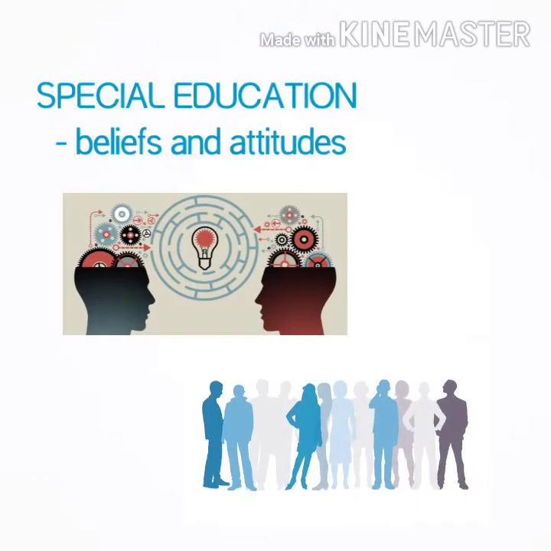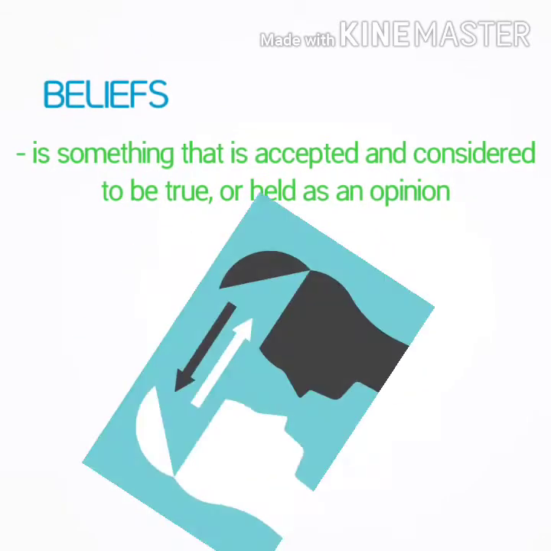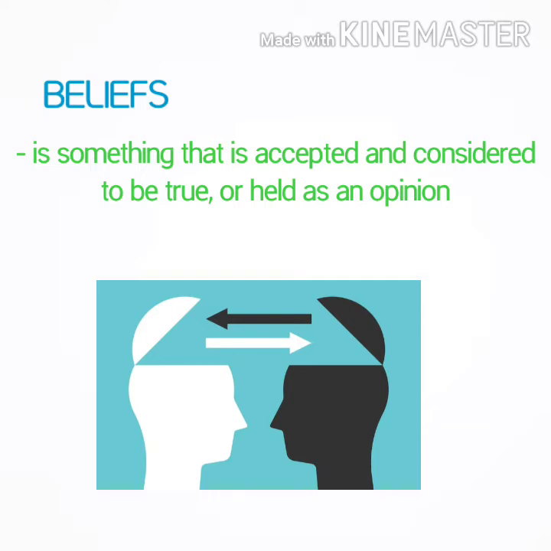Let's go down to special education beliefs and attitude. Special education beliefs and attitude is about understanding the relationship between traditional and modern beliefs about why some individuals in our community have some forms of disability or learning difficulties, assess teachers in their work with students, parents, and their school communities. Now let's go down to beliefs. Beliefs is something that is accepted, considered to be true, or held as an opinion.